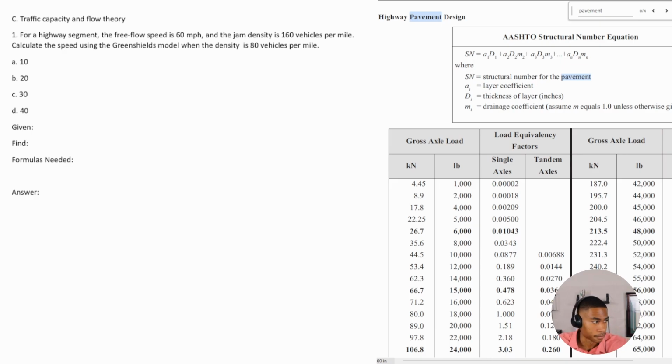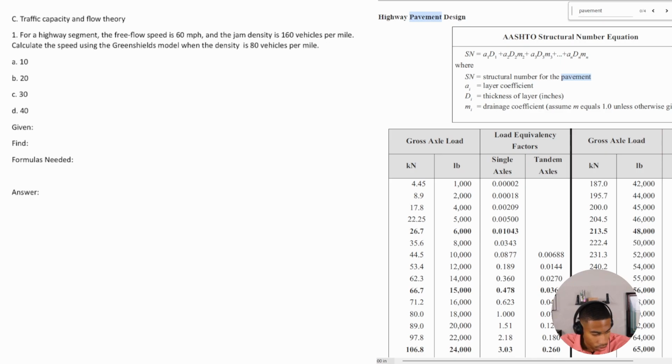So let's look at number one. It says, for a highway segment, the free flow speed is 60 miles per hour and the jam density is 160 vehicles per mile. Calculate the speed using the Green-Shields model when the density is 80 vehicles per mile.